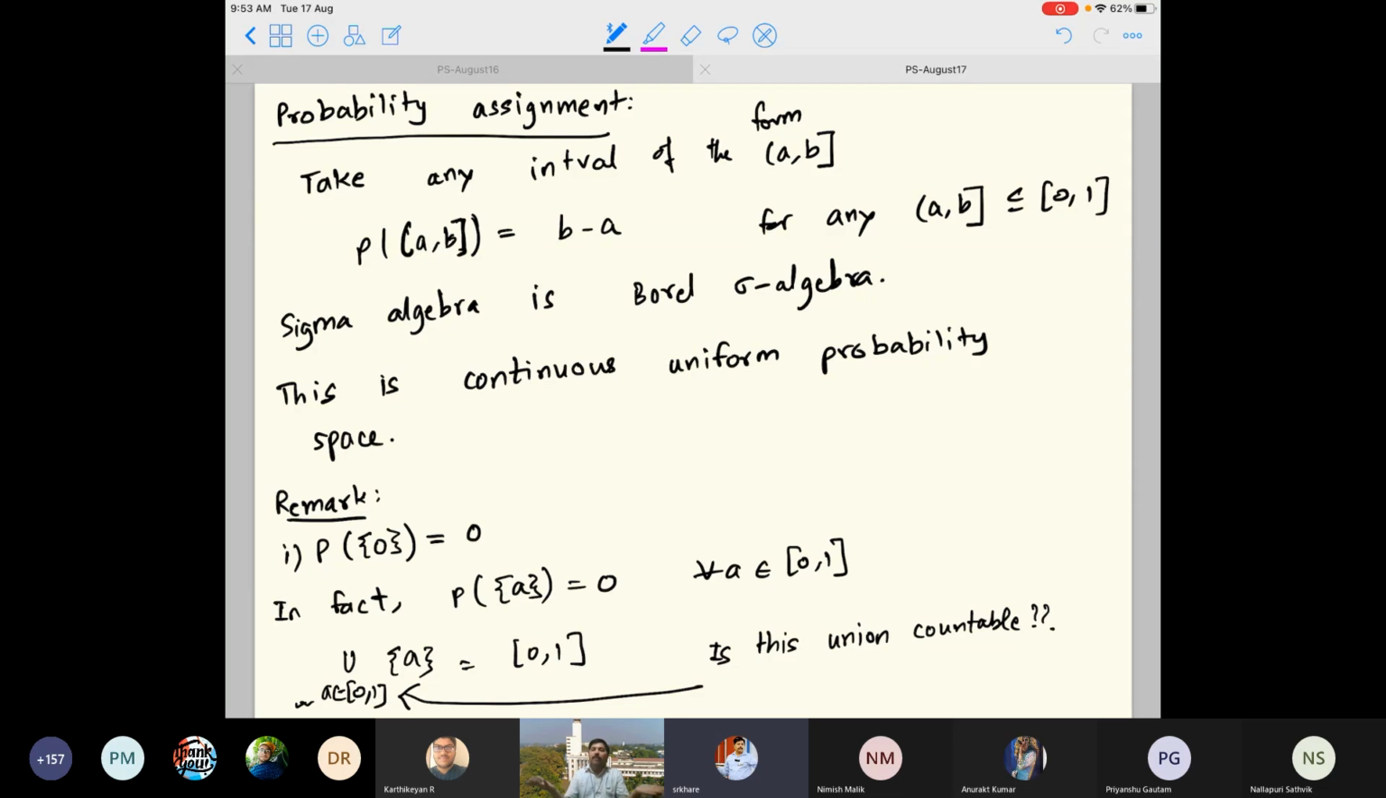This is not possible in a finite set, right? In a finite set, if a set is a proper subset, then the number of elements has to be strictly less. But in the case of an infinite set, that does not happen. You see, the beauty of infinity starts from here. This is something that you have to appreciate.